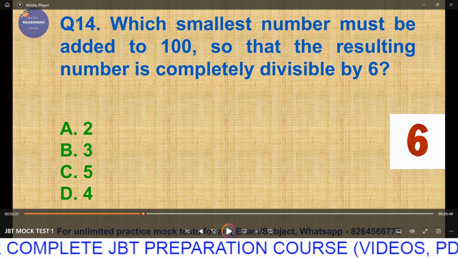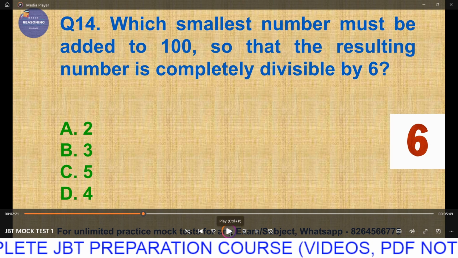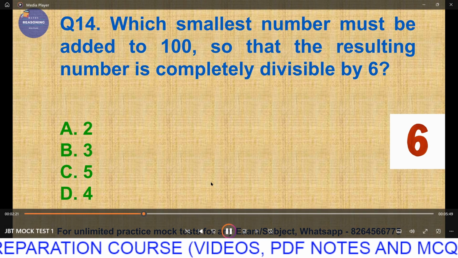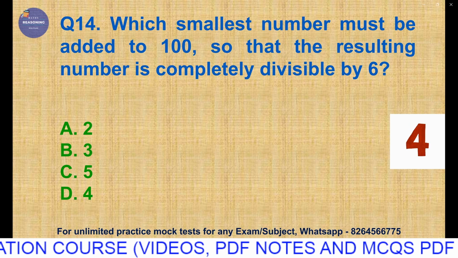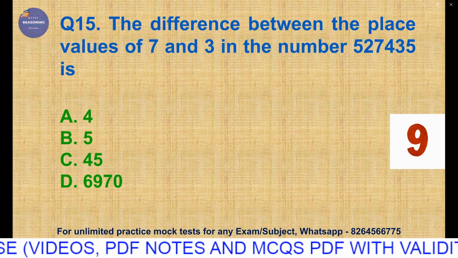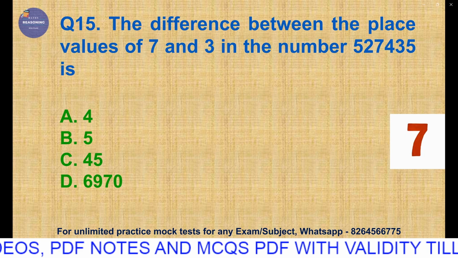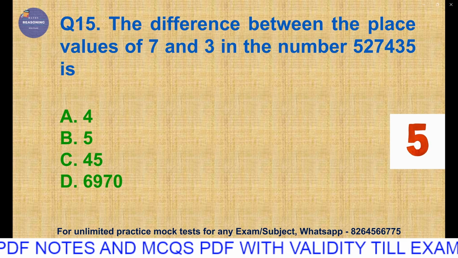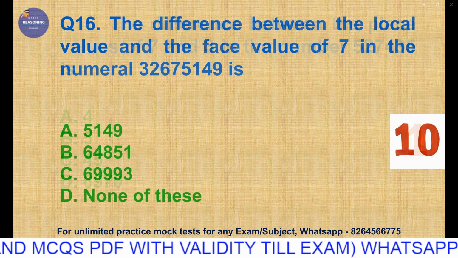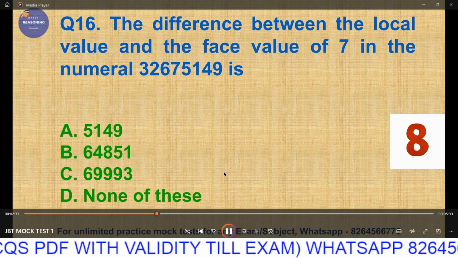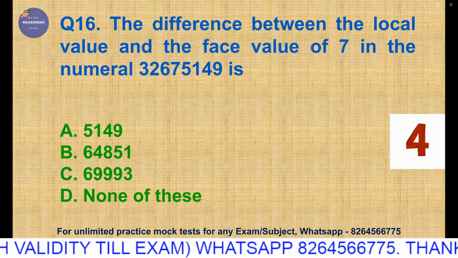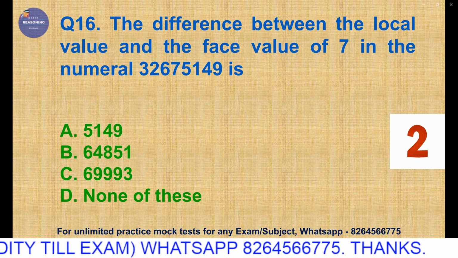Which smallest number must be added to 100 so that the resulting number is completely divisible by 6? The difference between the place value of 7 and 3 in the number 527435 is. The difference between the local value and the face value of 7 in the number 32675149 is.